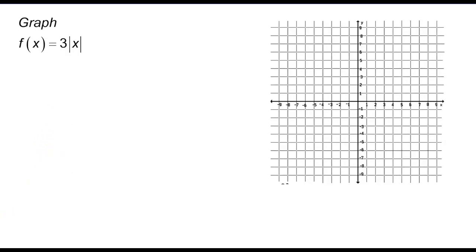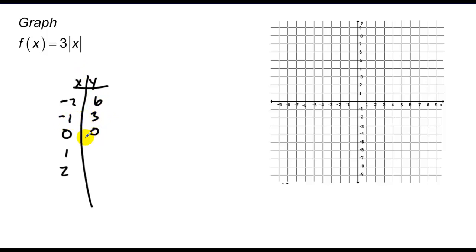And you'll notice this time that I have 3 times the absolute value of x. I'm just going to plug in some numbers once again. Here's x and y: -2, -1, 0, 1, 2. And we're going to see if this gets wider or something else happens, if it moves like it has before. Plug in a -2, I get out 6. Plug in a -1, I get out 3. Plug in a 0, I get out 0. A 1, I get out 3. And a 2, I get out 6.